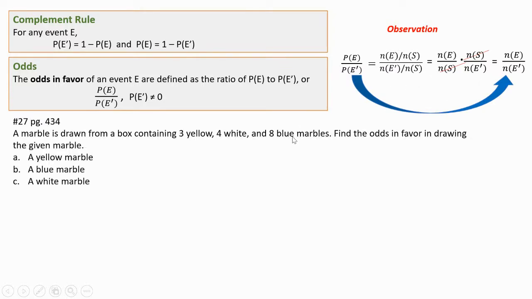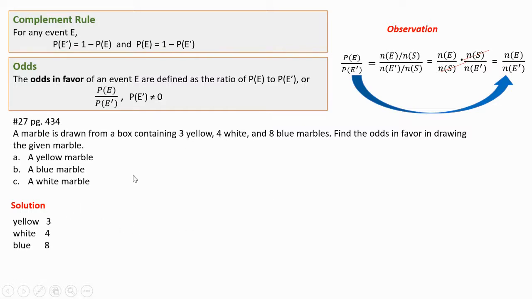Okay, now this is number 27 from the book, page 434. It says a marble is drawn from a box containing 3 yellow, 4 white, and 8 blue. Find the odds in favor of drawing a yellow marble, a blue marble, and a white marble. Solution.